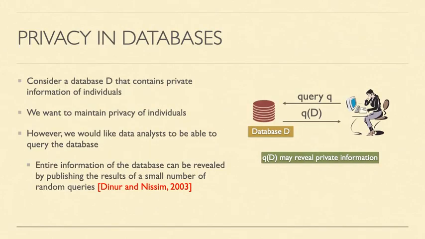Essentially, differential privacy is a technique that is used to answer queries to databases that may contain private information. What we want to do is to allow data analysts and policymakers to query databases without compromising privacy of individuals. This proves to be a hard problem. A celebrated result of Dinur and Nissim says that the entire information of the database can be revealed with a small number of queries.